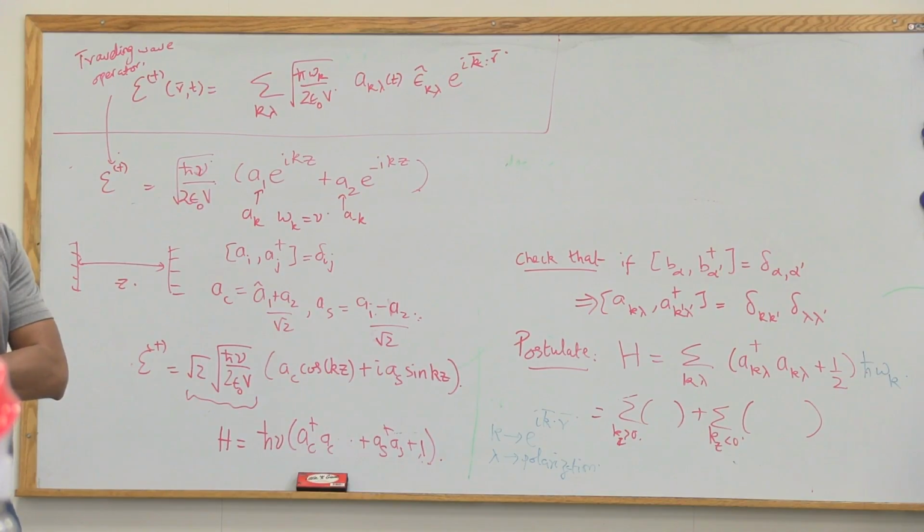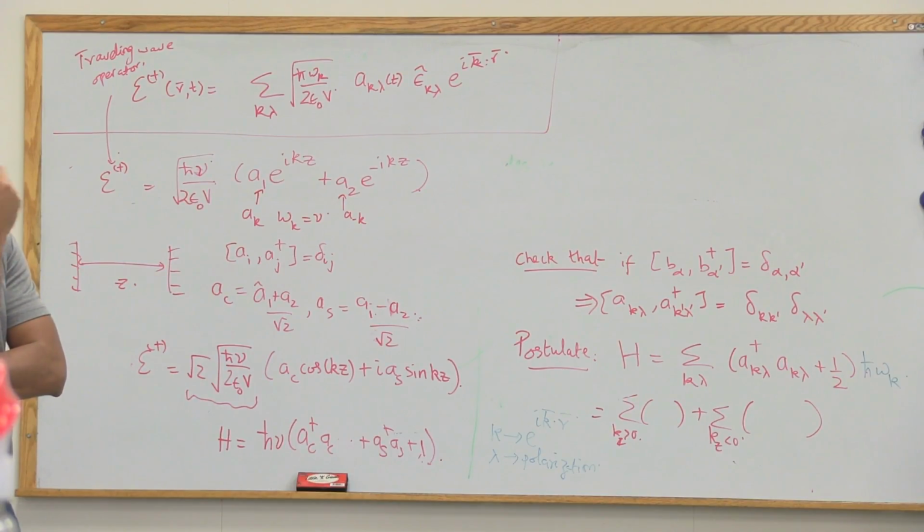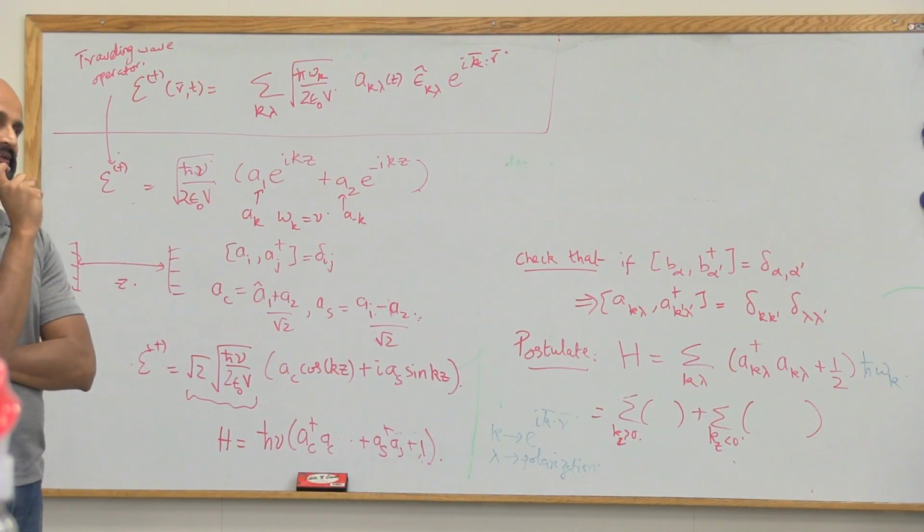Where is this momentum going? Somewhere the momentum must be going, right? When I absorb a photon from the standing wave mode, what's happening to the momentum? It's tricky. Let's think about it. Okay?